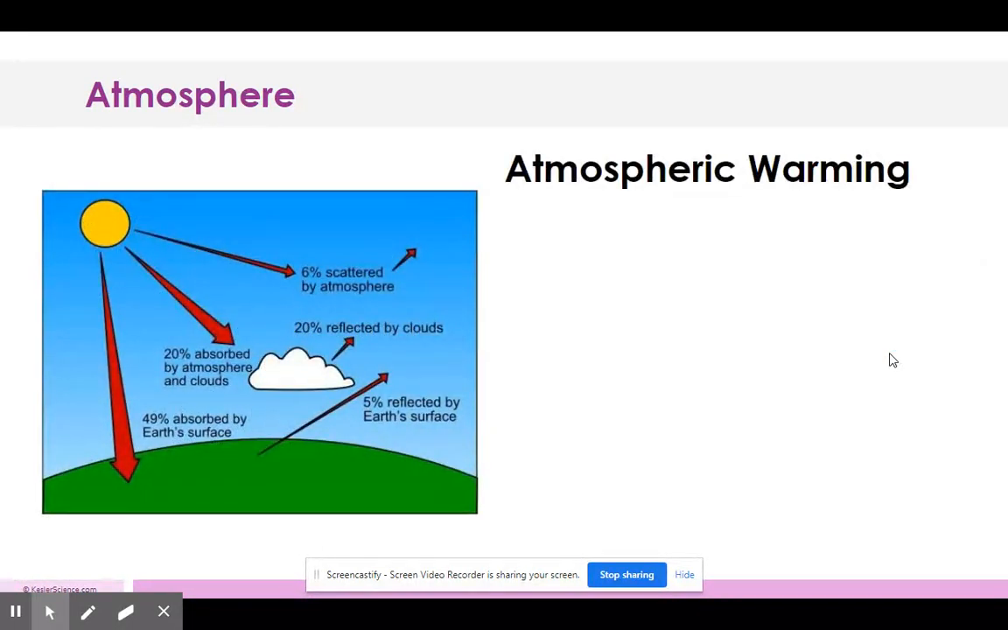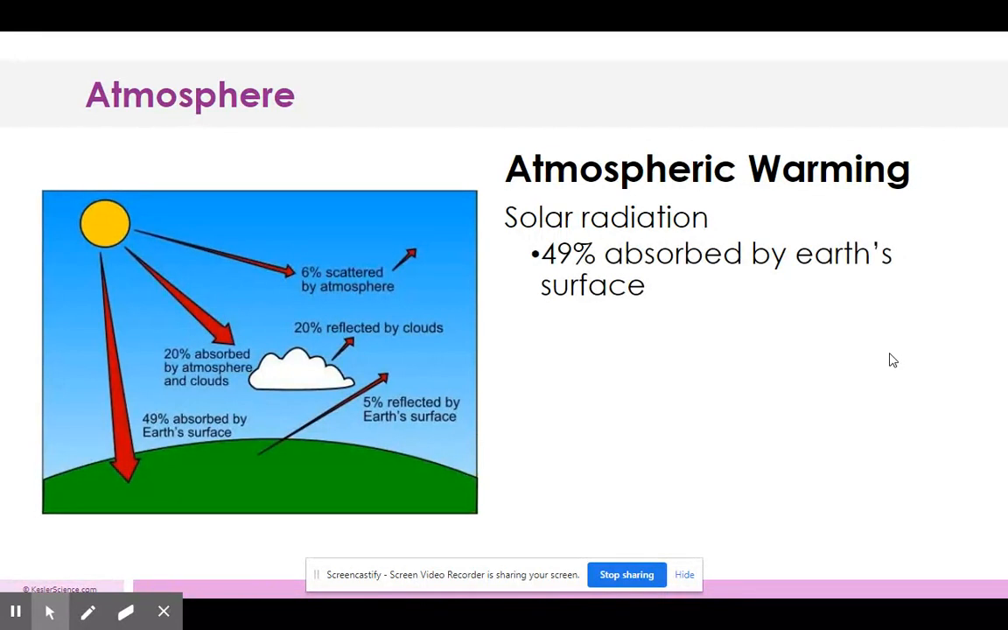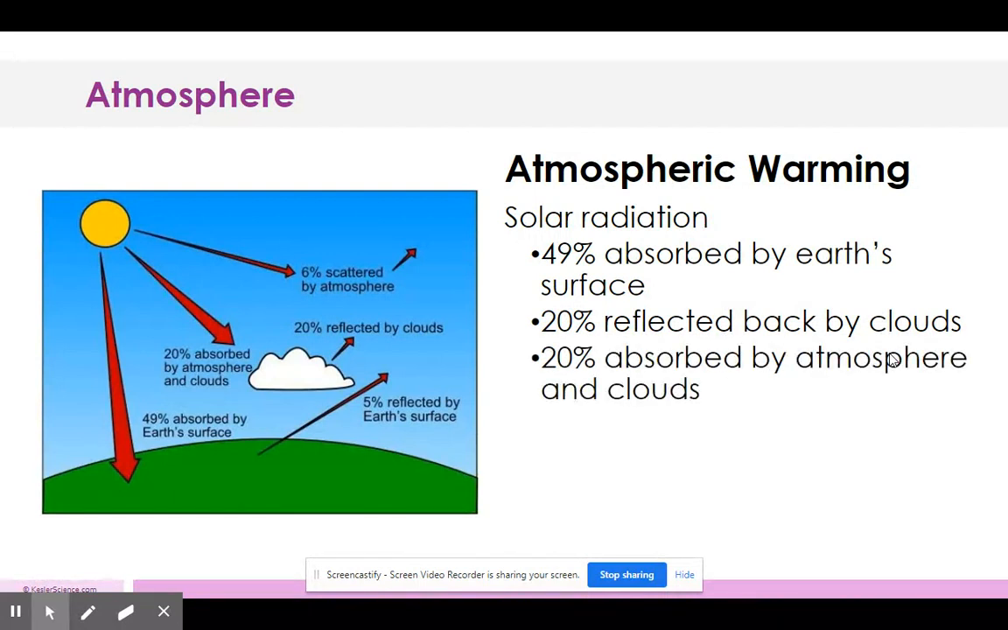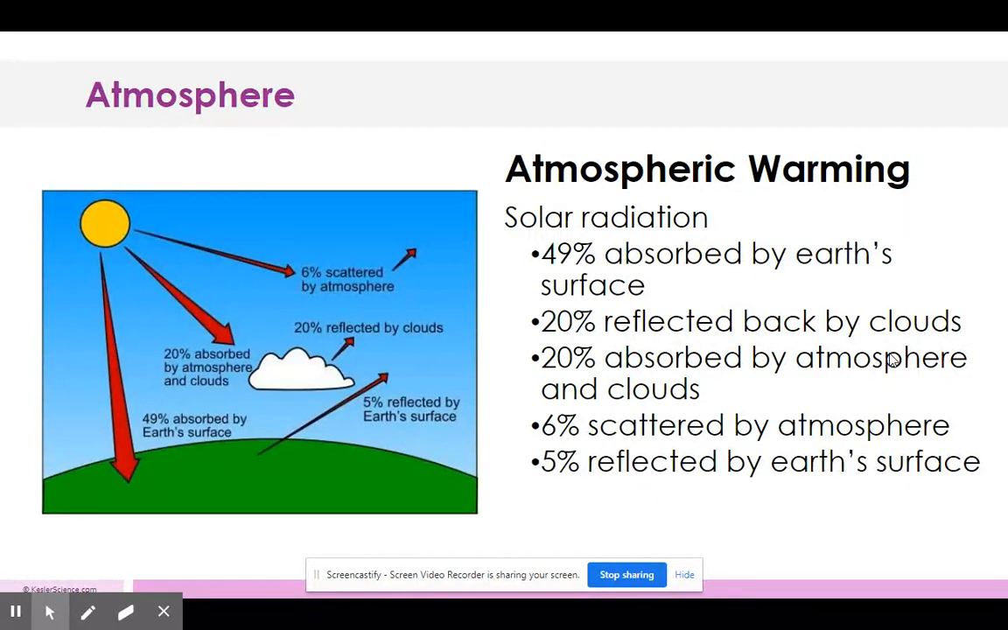So let's talk about atmospheric warming. We've kind of talked about it in the last test. We'll talk about it a little bit more, but atmospheric warming has to do with solar radiation. 49% is absorbed by the Earth's surface. 20% is reflected back to space by clouds. 20% is absorbed by the atmosphere in clouds. 6% is scattered by the atmosphere. And 5% is reflected by the Earth's surface.